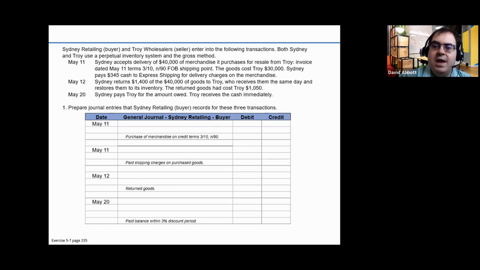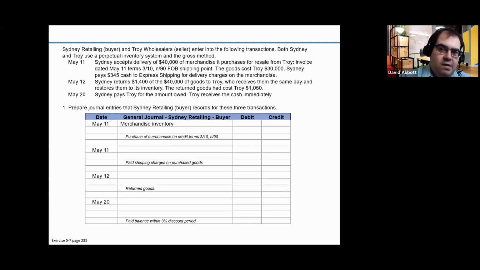And an FOB shipping point, that means that they have to pay for the shipping. If it's FOB destination, that means that the seller is the one that would pay the freight, but because it's FOB shipping point, the buyer is the one that has to pay the shipping cost. And so the goods cost Troy $30,000. Sydney pays $345 cash to Express Shipping for the delivery charges of the goods.